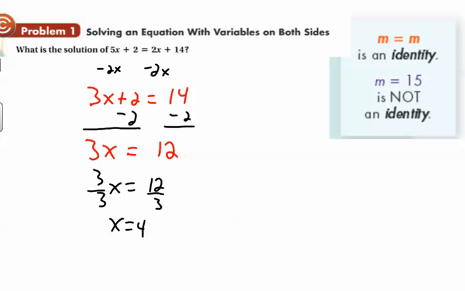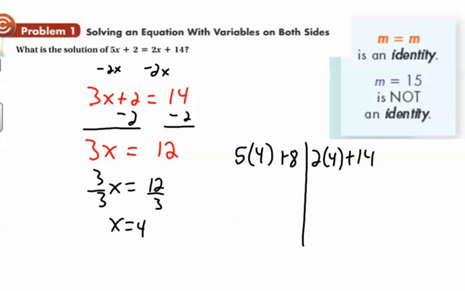I can go now and plug this in real quick. I can do 5 times 4 plus 2. And the question is, is that equal to 2 times 4 plus 14? 5 times 4 is 20 plus 2 is 22. And then over here, 2 times 4 is 8 plus 14. So that's supposed to be 22. And 8 plus 14 is in fact 22. So I'm good. All right.